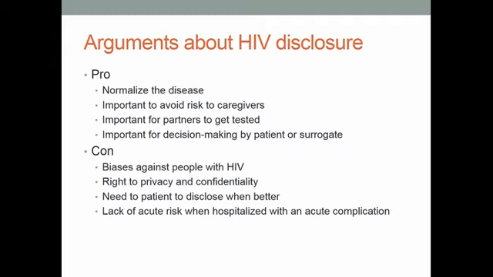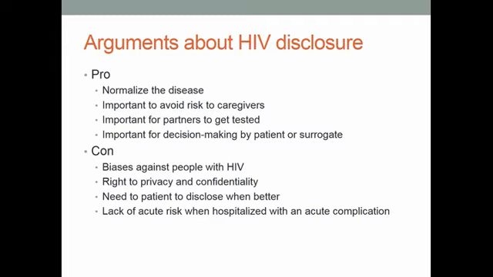And to talk about it as a chronic disease like diabetes actually helps to normalize the fact that normal people get HIV infection. It's important to avoid risk to the caregivers, although we've developed principles that say everybody should universally protect themselves from patient contamination. It's important for partners to get tested. And frankly, either for the patient or, if they aren't able to make decisions, for their surrogate, it oftentimes can be an extremely important element of the decision making for a seriously or critically ill patient.